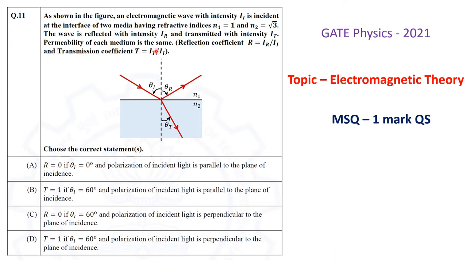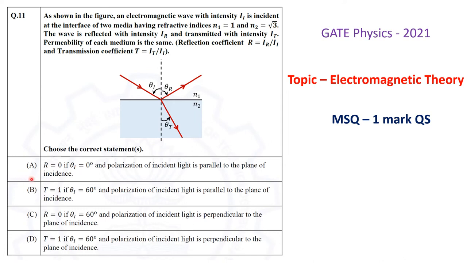Permeability of each medium is the same. The reflection coefficient is defined as capital R equals I_R divided by I_I, and the transmission coefficient capital T is defined as I_T divided by I_I. So we have to choose the correct statement.